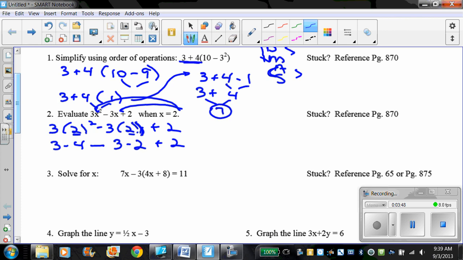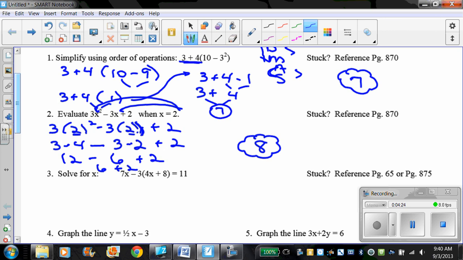A lot of times I do use parentheses because my multiplication on the smartboard looks a lot like a subtraction symbol, which kind of freaks me out. But okay, now we're going to go to the next order of operations, which is multiplication. We have 3 times 4, which is 12, minus 3 times 2, which is 6, plus 2. And now we can go left to right with addition and subtraction. So 12 minus 6 is 6, plus 2 is going to be 8. So my answer here is 8. And again, the answer up here was 7.